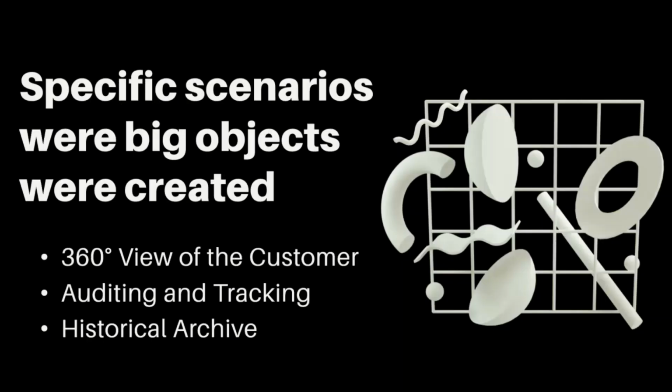Now, specific scenarios where big objects are used. First, a 360-degree view of the customer. It might include all the service requests, all the sales requests, and all the marketing campaigns running for a single account. In that manner, you get a 360-degree view of that particular customer. Second, auditing and tracking historical archive. If you want to archive all the cases created over the last 10 or 20 years since the Salesforce instance was set up, you can make use of big objects.